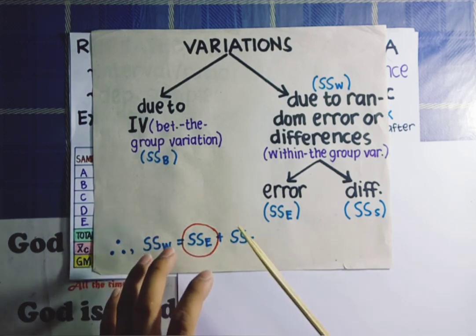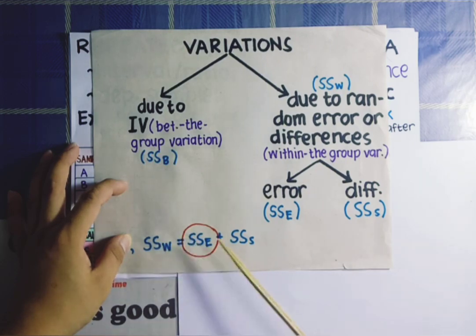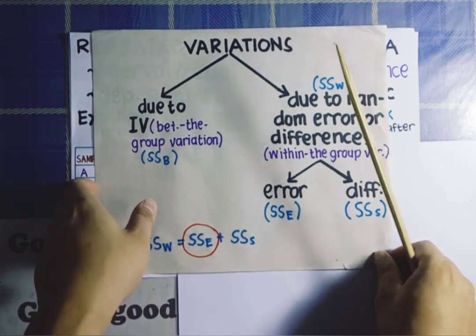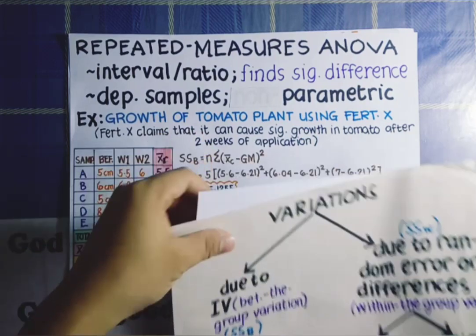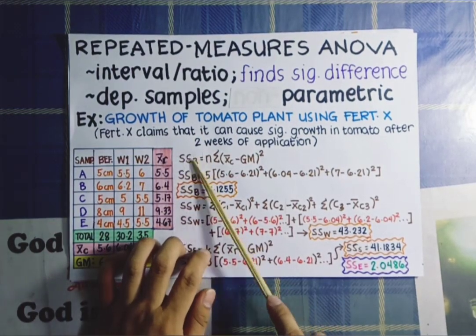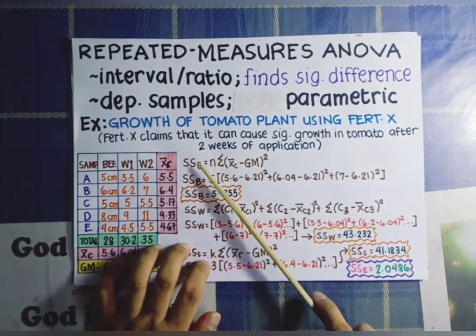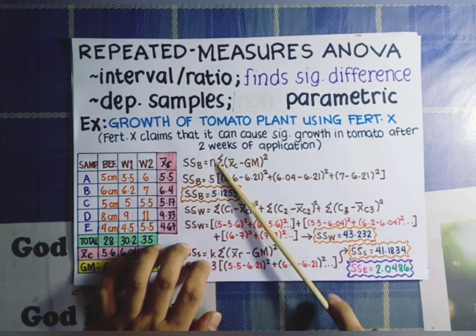Now, how do we compute these four values, the SSB, SSW, SSE, and SSS? Okay, so let's have here this computation. Let's have first the SSB, or the sum of squares between the group. For SSB, we have here n. N is actually the sample size.